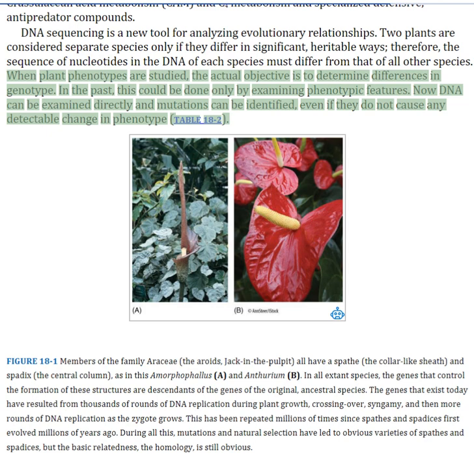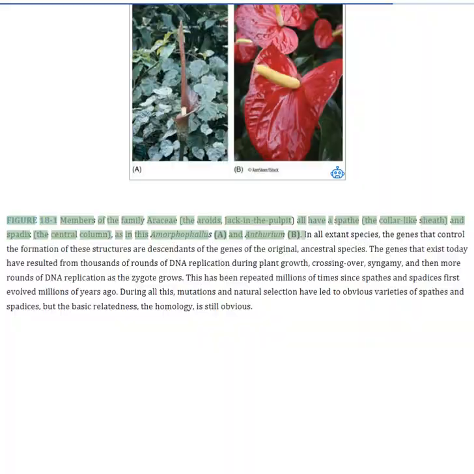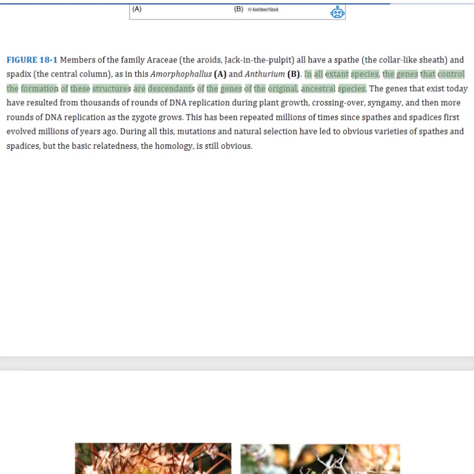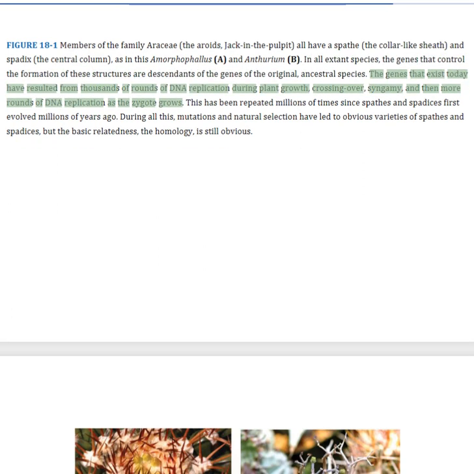Now DNA can be examined directly and mutations can be identified, even if they do not cause any detectable change in phenotype. Figure 18.1: Members of the family Araceae all have a spathe and spadix, as in this Amorphophallus and Anthurium. In all extant species, the genes that control the formation of these structures are descendants of the genes of the original, ancestral species. The genes that exist today have resulted from thousands of rounds of DNA replication during plant growth, crossing over, syngamy, and then more rounds of DNA replication as the zygote grows.